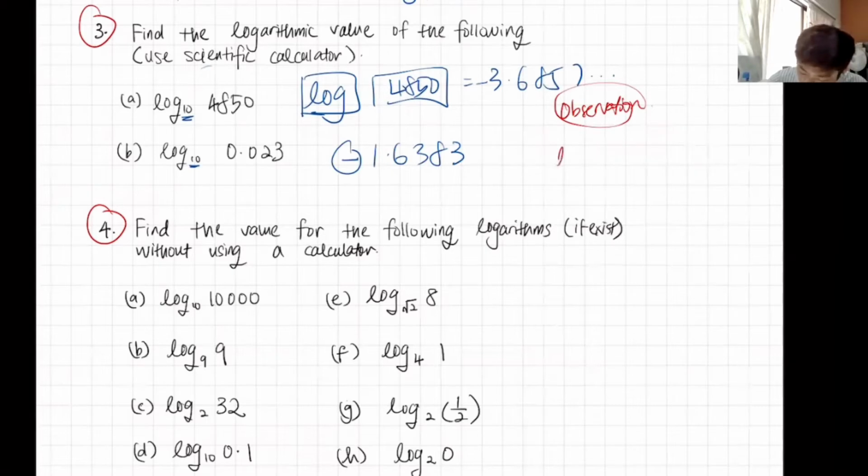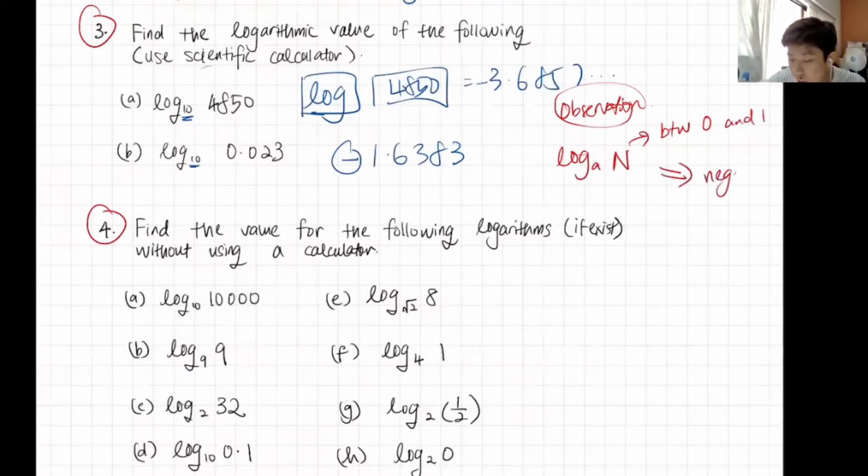If I have log of something, and this number is between 0 and 1, the answer will normally give you a negative value. You can use your calculator to check, but this is one observation I want you to absorb in your head. That's the reason I tell you everything.